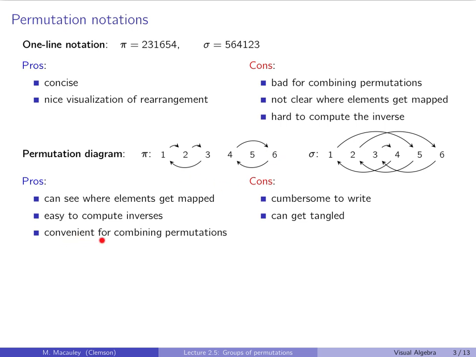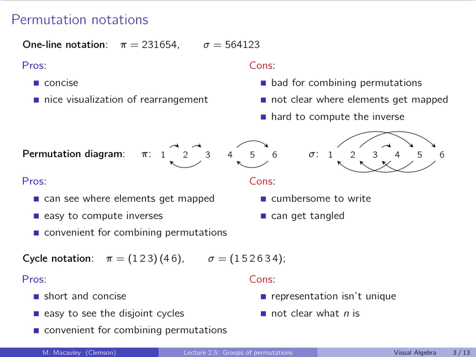And it's convenient for combining permutations. And I'll show you how to do this in a couple of slides if you don't see it already. So if you want to do this permutation and then that one, 1 goes to 2, and then 2 over here goes to 6. So the net effect is 1 goes to 6. Some cons of this notation are that it's cumbersome to write. There are all these arrows, and it can get tangled, especially if you have permutations on like 8 elements and there's a lot of zigzagging in here. It's hard to figure out what this thing looks like.